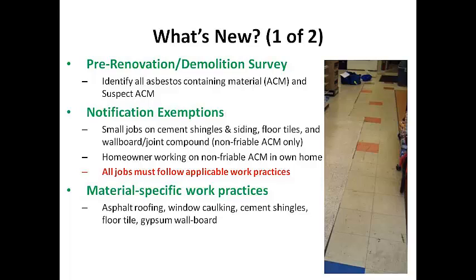As I mentioned at the outset, one of the goals of the revised regulation was to provide greater regulatory certainty by codifying established material-specific work practices that were previously found either in policy or guidance. In this regard, new sections were added to the regulation to address the following material-specific work practices: asphalt roofing and siding materials, window glazing and/or caulking compounds, cement shingles, siding and panels, floor tile, and gypsum wallboard and joint compound.